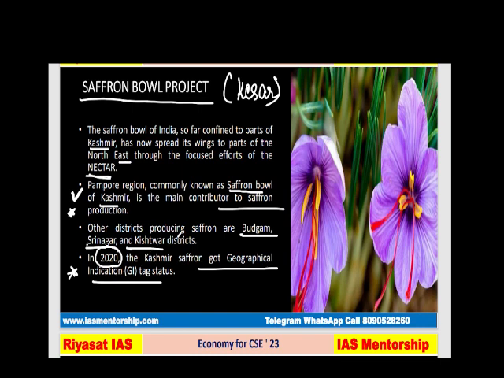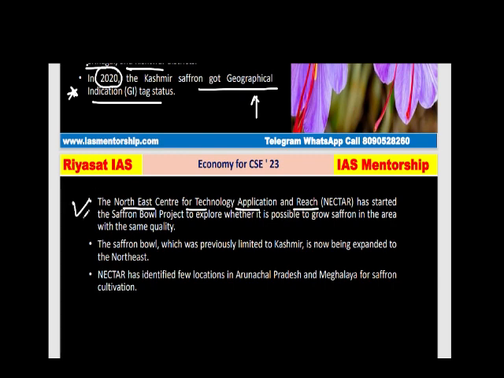Basically, it is given to those products that are very special for a particular geography. ठीक है? If I say that recently the paan of Banaras has got a geographical indication tag for its speciality confined to Banaras. Clear? So this is your saffron bowl project, and as I have already told you, NECTAR played a very important role here. It has been expanded to the northeast, and particularly which locations? Arunachal Pradesh and Meghalaya. Clear?